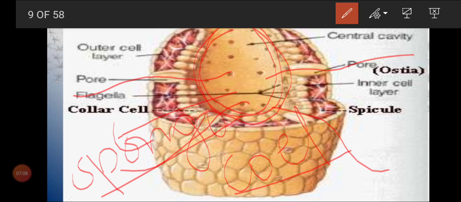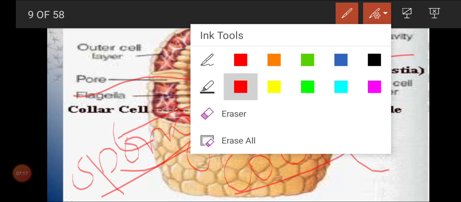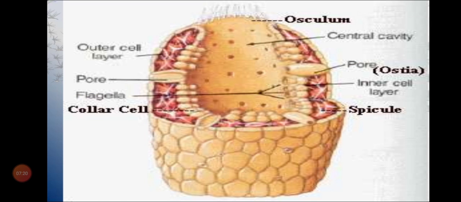So the sponges will filter the food from the water. After filtering, it will release the water from its body through an osculum. In the upper part we can see the osculum. This is the upper part, and through that the water will escape. So the water enters through the pore or ostia. Sometimes it stays in the spongiocele, and after filtering the food it will escape from the osculum.